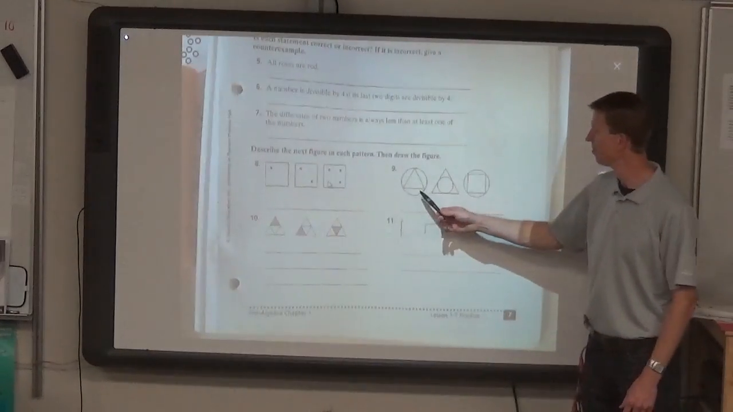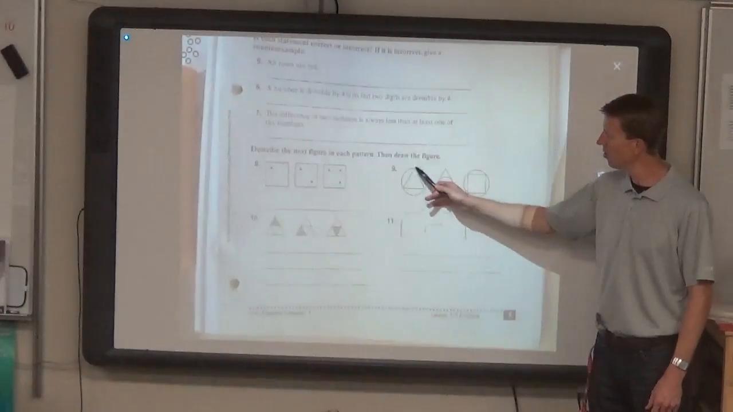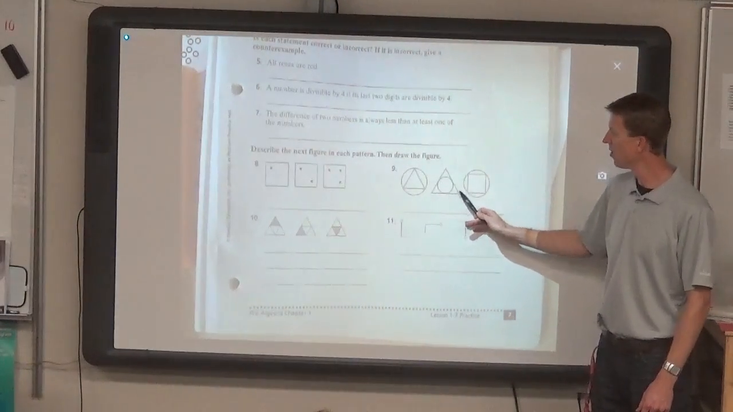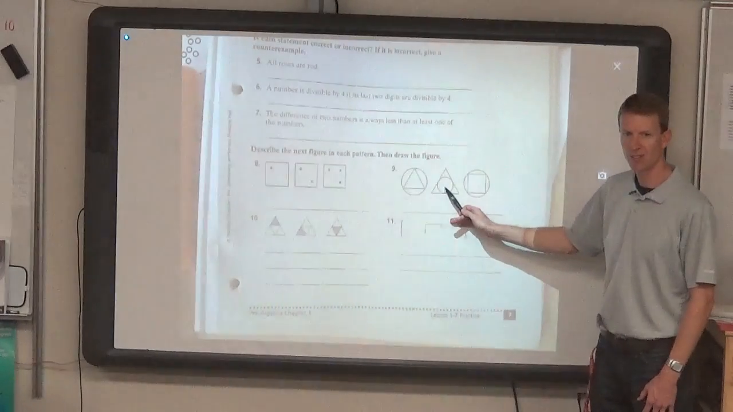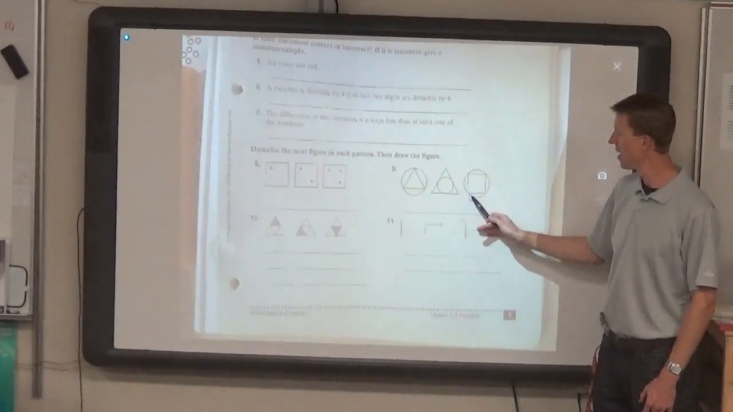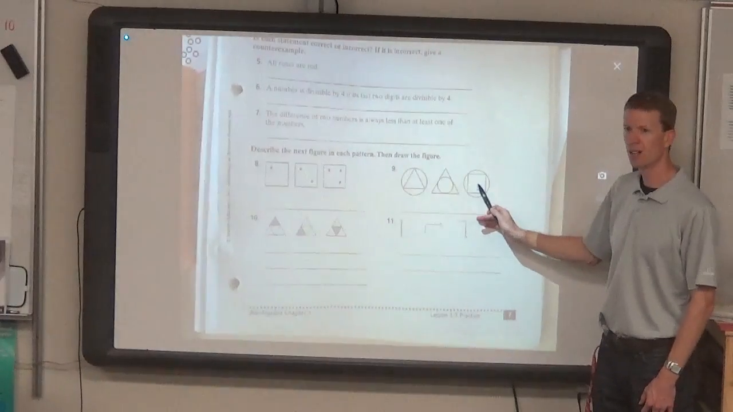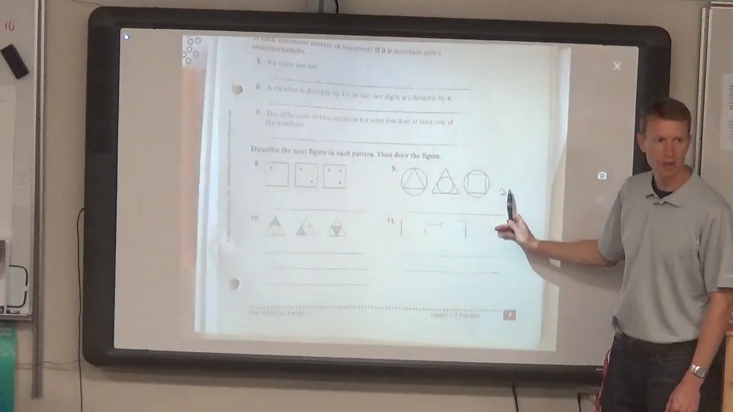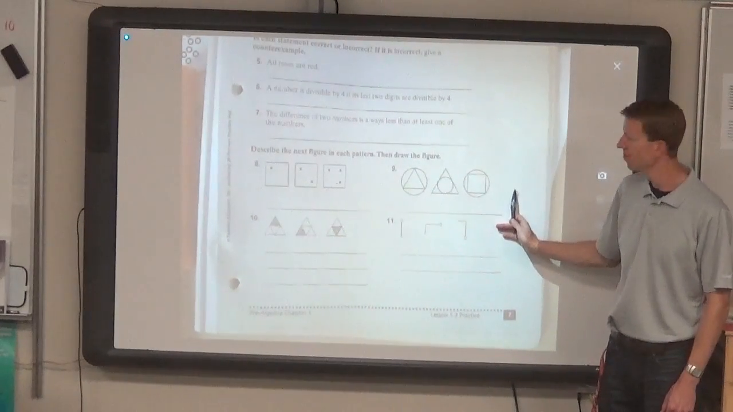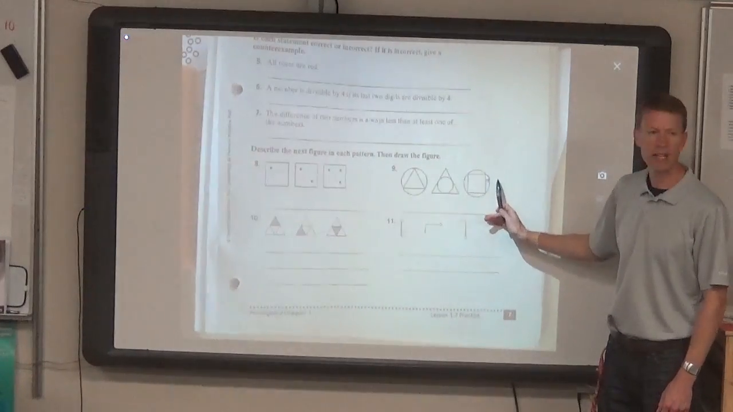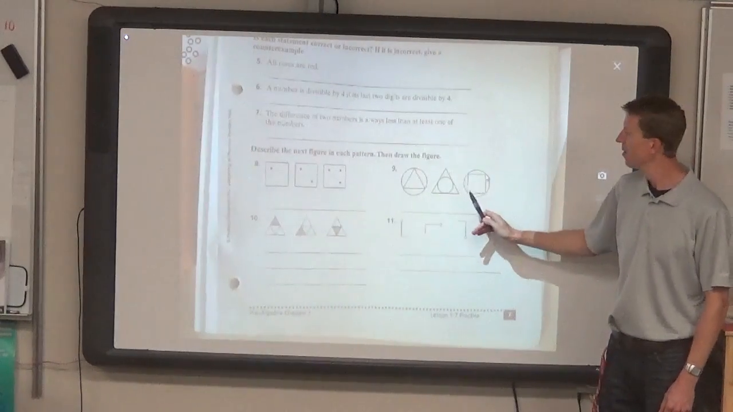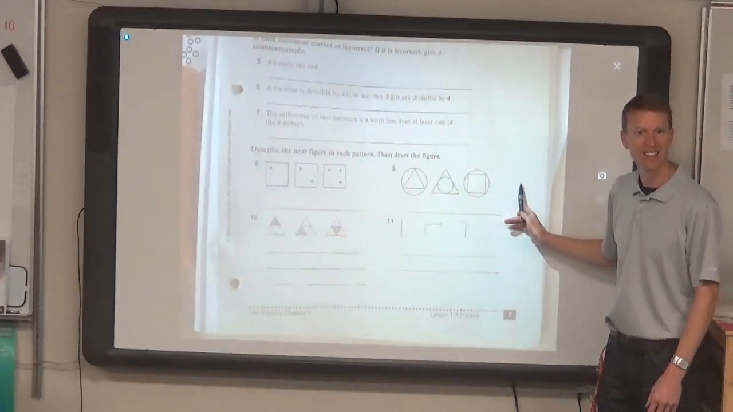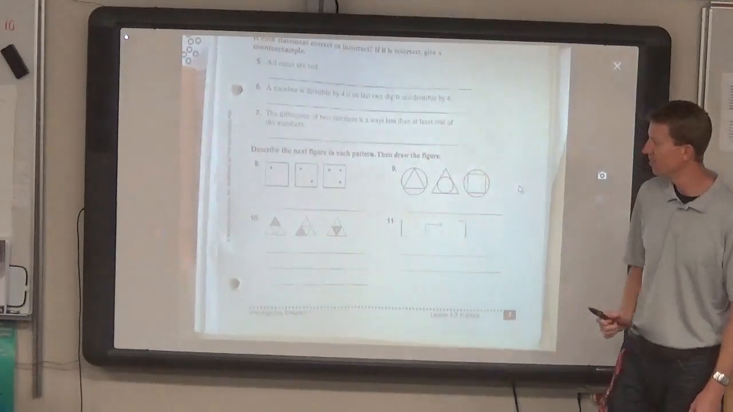How about this one? What's the logical explanation? A circle, a triangle, then a triangle and a circle, then a circle and a square would be the next progression. So what would be on the outside? The square, and then a circle inside of it. So we should draw that. Very good.